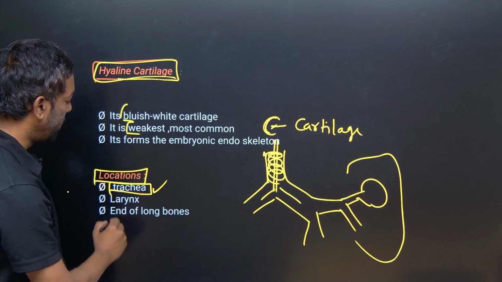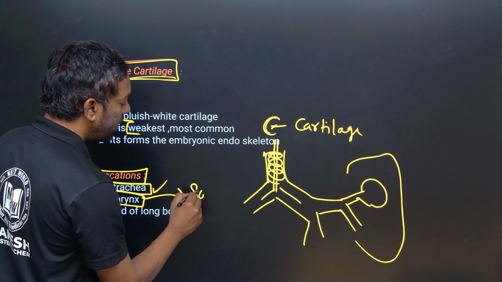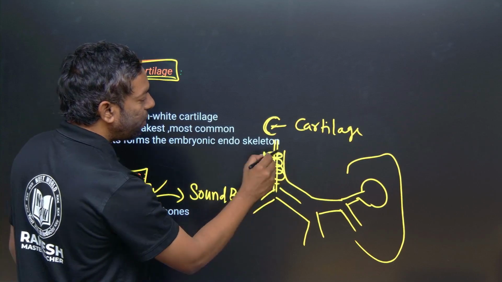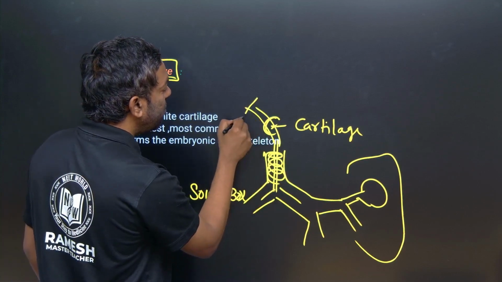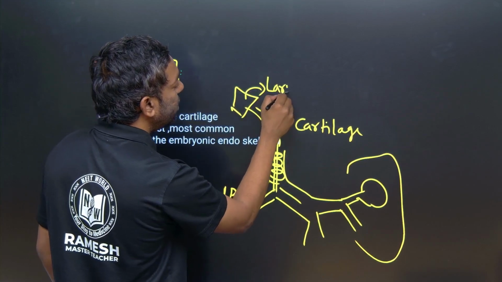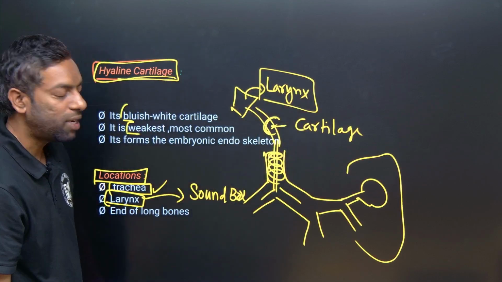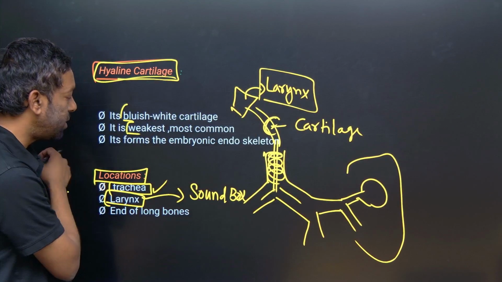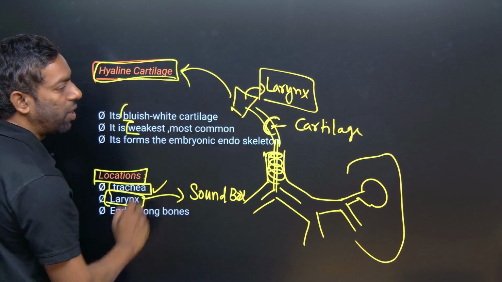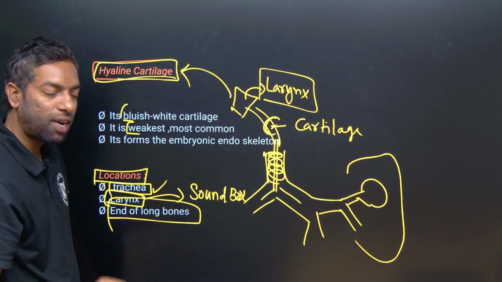Hyaline cartilage. There is the larynx. Larynx is the sound box. Before the trachea in the respiratory system there is the sound box, the larynx, which is made up of hyaline cartilage. And the end of the long bones.